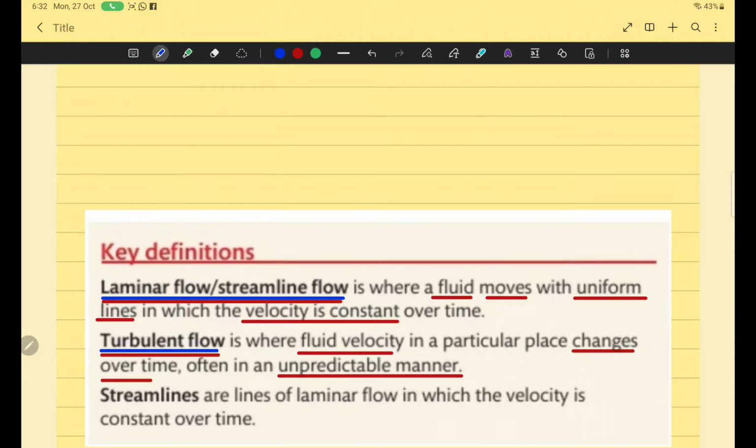particles of a liquid or particles of a gas are flowing in a line, in a uniform line with a uniform velocity, then it is called laminar flow.